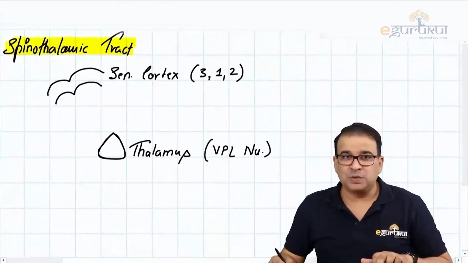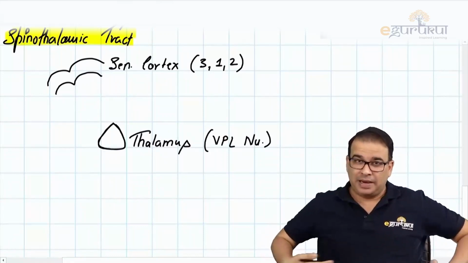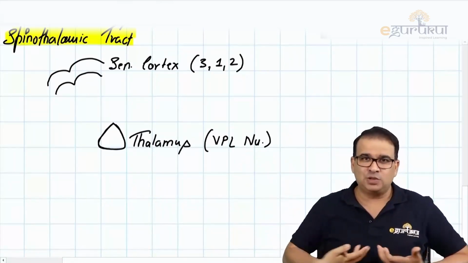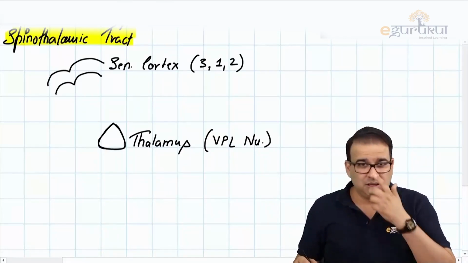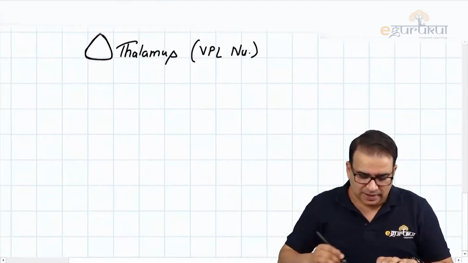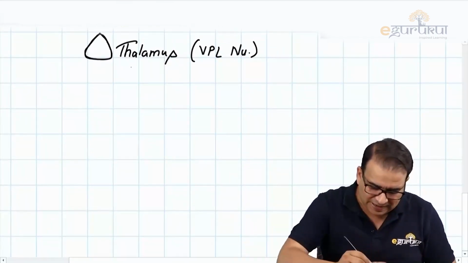Okay. So because we are talking about the sensations which are obviously coming into the spinal cord and above, it has to be the VPL. Any sensation which is related to the spinal cord will go into the thalamus, the VPL nucleus of thalamus.